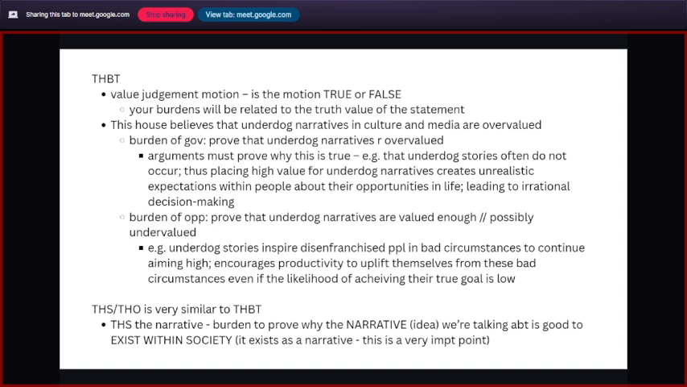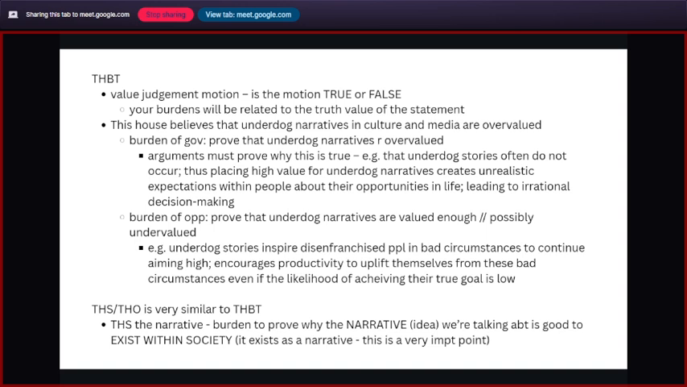This house believes that underdog narratives in culture and media are overvalued, right? So the burden of government under this is to prove that underdog narratives are overvalued, whereas the burden of opposition is to prove that underdog narratives are valued enough or possibly undervalued within culture and media, right? So now that we have this burden, once you've identified your burden, you move into your arguments.